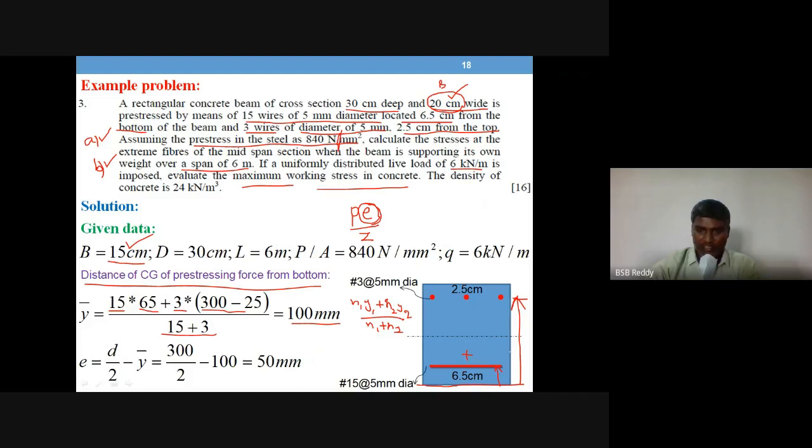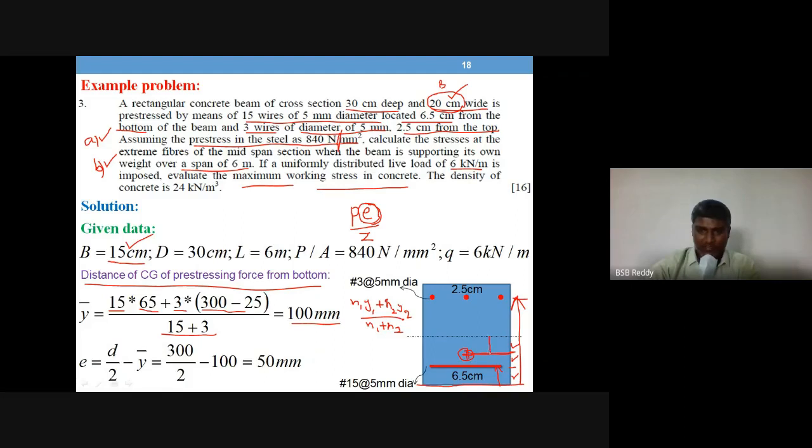That means at a distance of 100 mm. Say this is 150 from center to bottom, 150, so total 300. So make this into 3 equal parts, each one is 50, 50 and 50. So at 100 from bottom you have CG of wires. This is CG of wires.